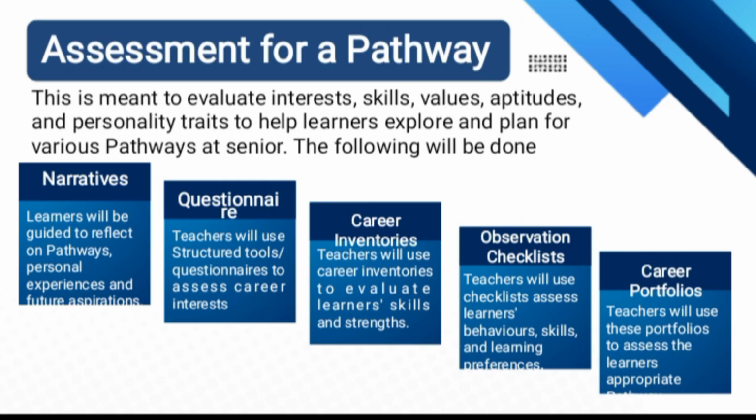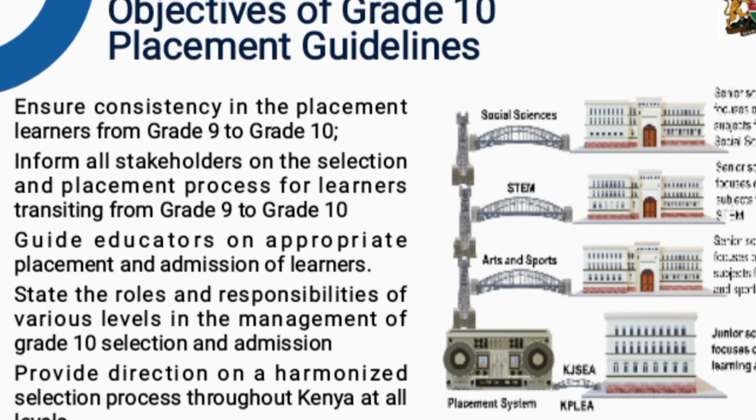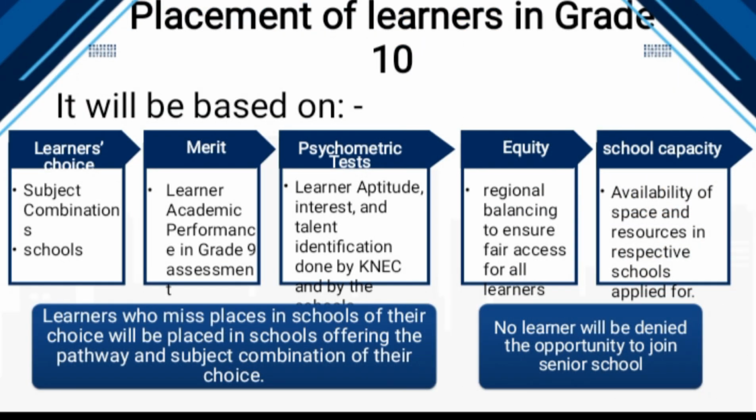So we find that the placement of learners in grade 10 will be based on learner's choice, merit, psychometric test, equity, and school capacity. So those are the 5 areas that will be focused on when placing these learners in grade 10. So when we talk about learner's choice, here we are talking about subject combinations and schools. The subject that the learners choose and the school that the learner selected.